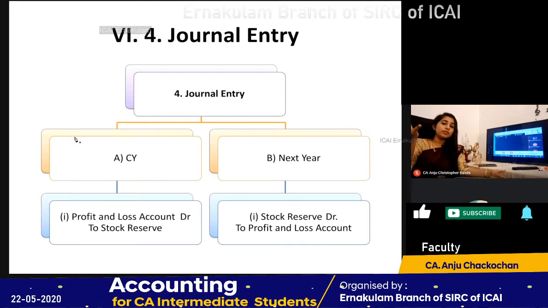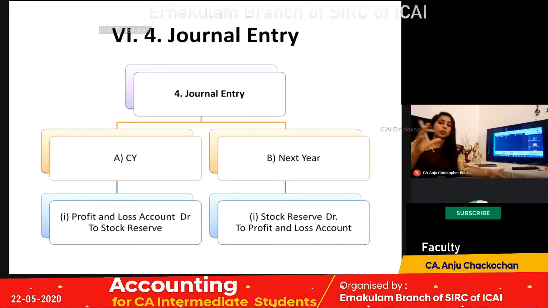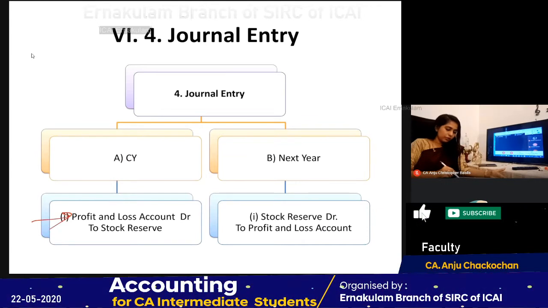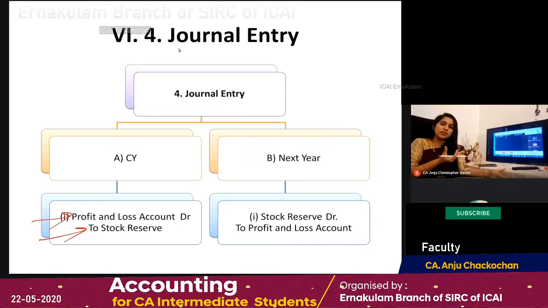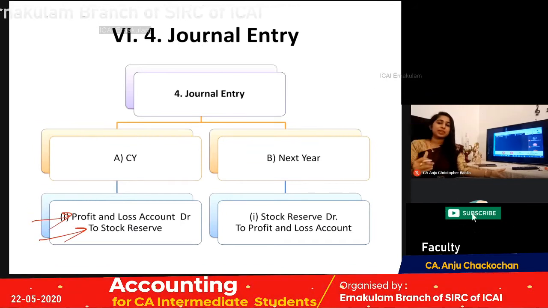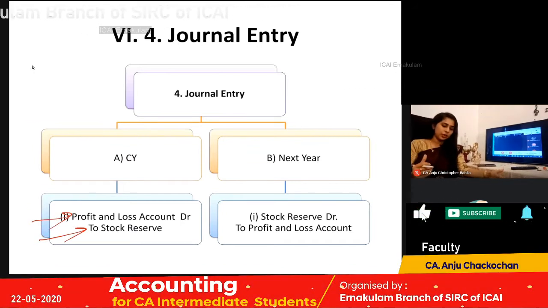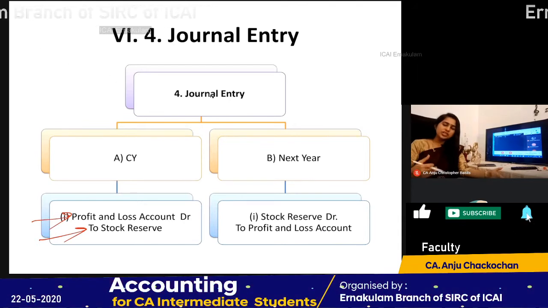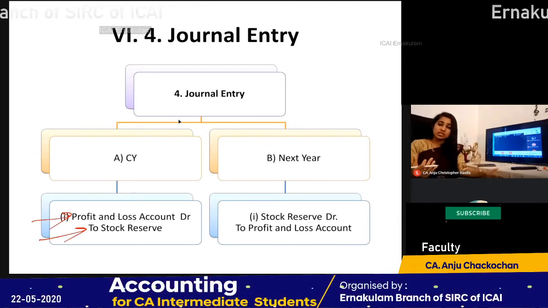So in order to remove the profit element from the closing stock, you will have to debit the P&L account. So the journal entry was P&L account debited to stock reserve. We'll have to credit stock reserve, and the stock reserve you will be reducing from the current assets. Okay. And in the next year, we'll just have to reverse this journal entry.